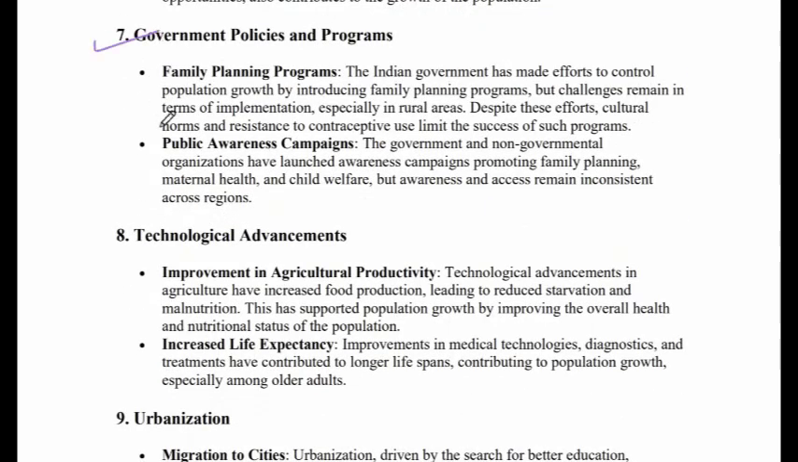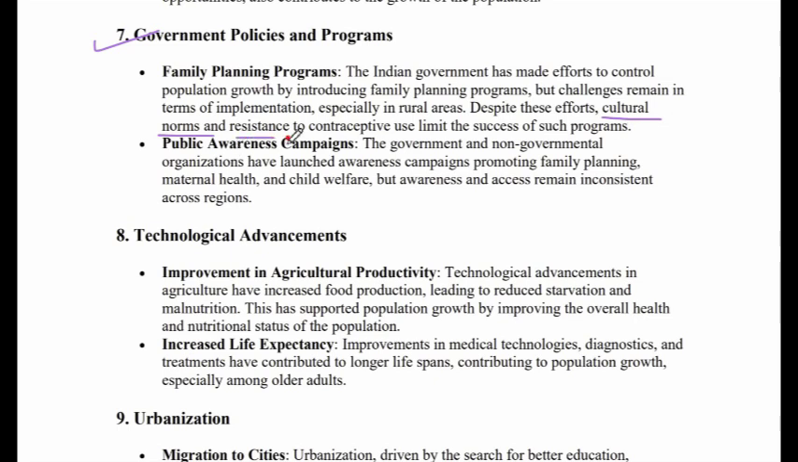Government policies and programs, family planning programs. The government has made efforts to control population growth by introducing family planning programs, but their implementation still remains a challenge, especially in rural areas. Despite all these efforts, cultural norms, societal pressure, and religious beliefs, the resistance to contraceptive use, limit the success of such programs.